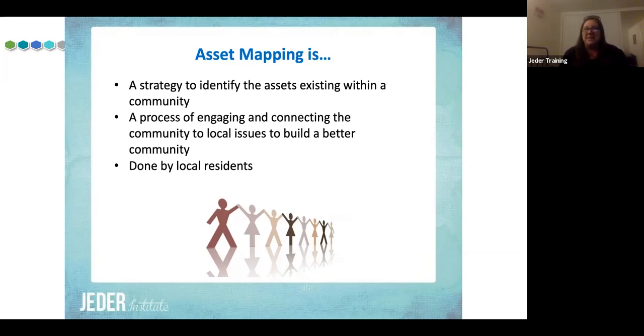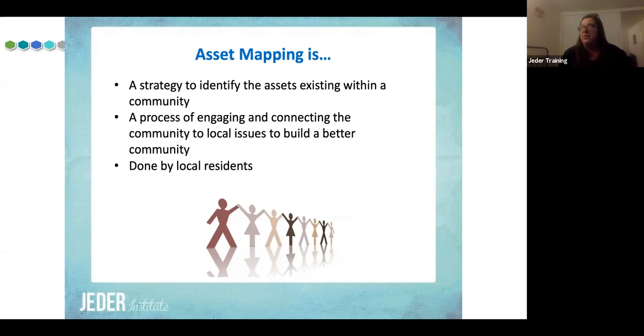Good for you. So when we're looking at asset mapping, it is about a strategy to identify what's existing already there. That's that building community from the inside out that John and Jody talk about. It is a process of engaging and connecting the community to local issues and to build a better community.